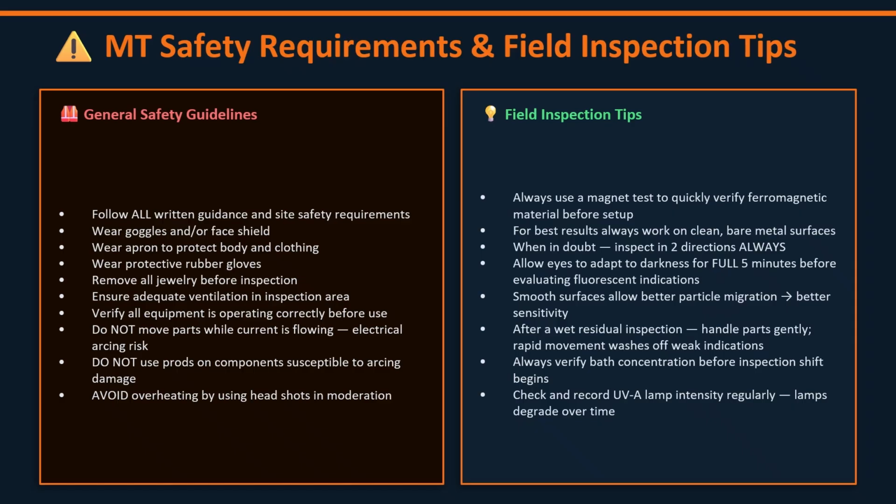Start with a material check, clean the surface, and use two directions when appropriate. For fluorescent inspection, allow the full dark adaptation period before evaluating indications. Verify the bath before the shift and monitor UVA intensity because lamps degrade over time. One of the most useful field habits is to slow down before energizing the equipment. Check the component, check the technique, check the contacts or yoke, and check the surrounding area. A rushed setup is where both safety incidents and missed indications tend to begin.